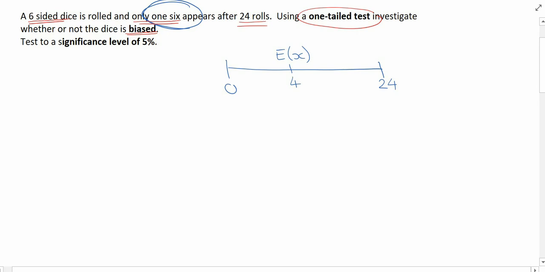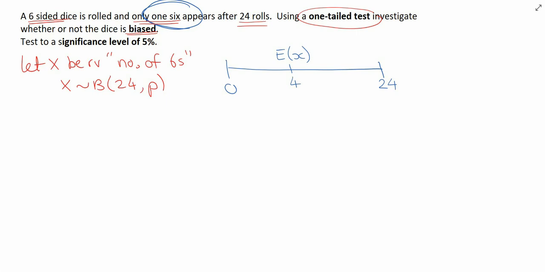So what we haven't done is define the variable, so I'm just going to do that very quickly. It's the same as the last one, so it feels a bit painful to do this, but we'll just do it quickly. So X is the number of sixes appeared. So X is distributed binomially. This time we have 24 rolls, and we're investigating a hypothesis test, so we're just going to put the p in there. Okay, so what are our hypotheses?